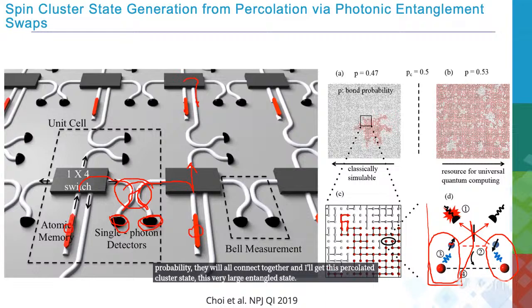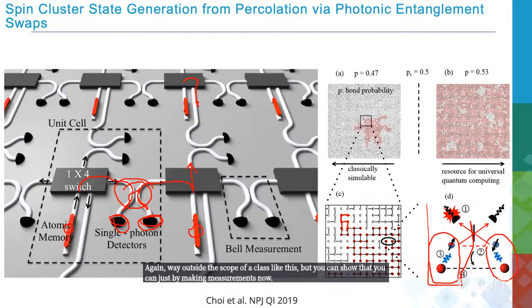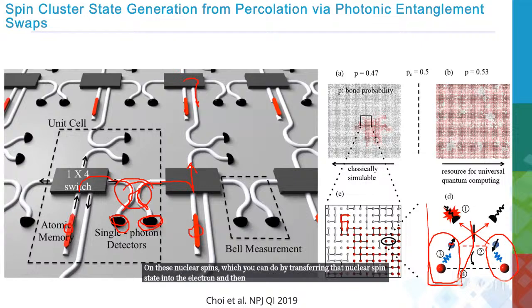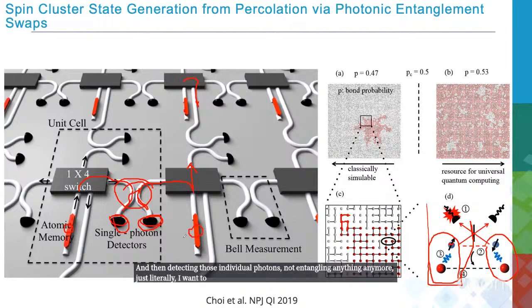Now, the reason why we want to do that is that with that cluster state, again, way outside the scope of a class like this, you can show that just by making measurements on these nuclear spins, which you can do by transferring that nuclear spin state into the electron and then measuring the electron state by causing it to emit photons, okay, and then detecting those individual photons, not entangling anything anymore, just literally, I want to measure this one spin state now, okay?